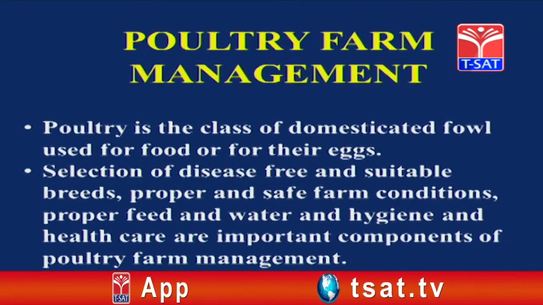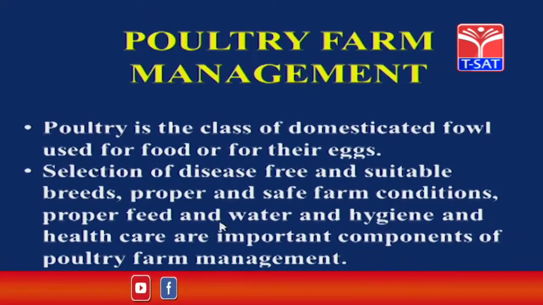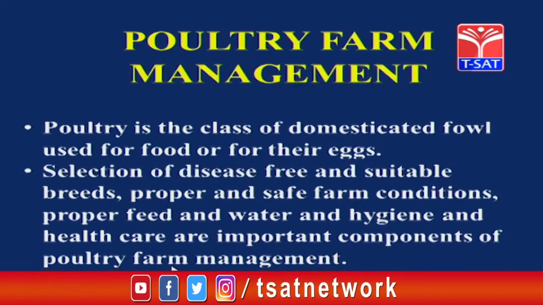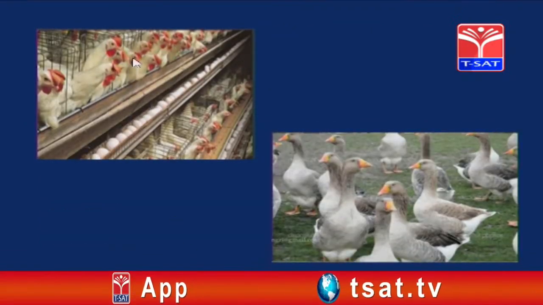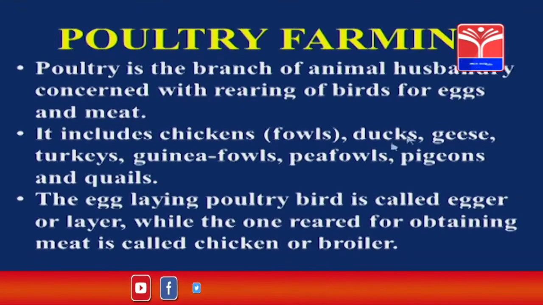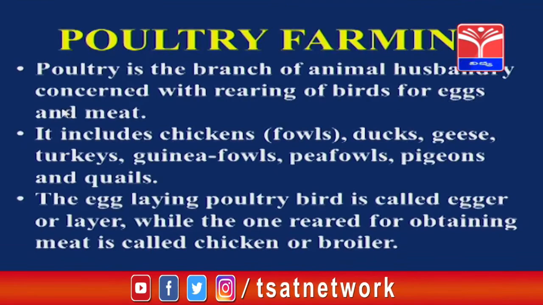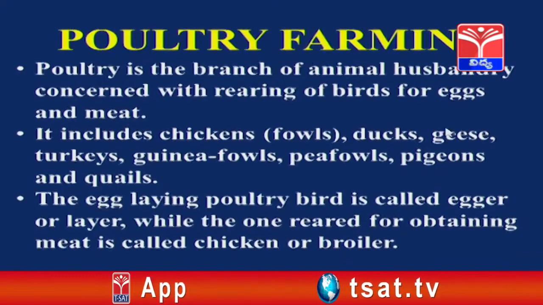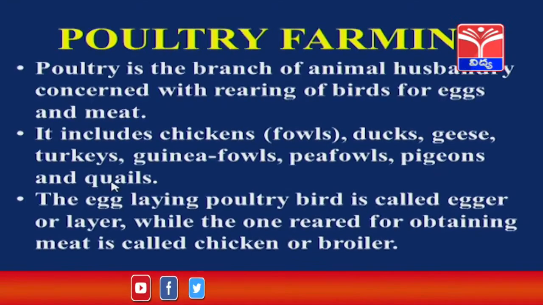It is nothing but growing the birds, selection of disease free and suitable breeds, proper and same farm conditions, proper feed and water, and hygiene and health care are the important components of poultry farm management. See here, you can see hens are grown, ducks are grown, different types of birds will be grown here. Poultry is the branch of animal husbandry which is concerned with rearing of birds for eggs and meat. What does it include? It includes chickens, ducks, geese, turkeys, guinea fowls, peafowls, pigeons and quails.